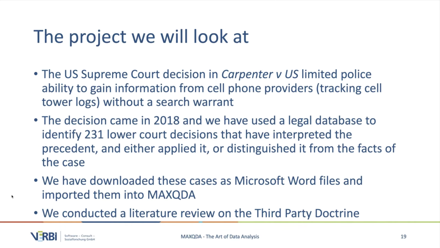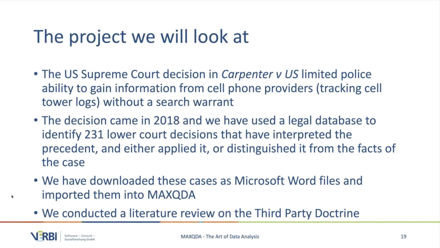And in 2018, the Supreme Court handed down a case that said that police could no longer gain information from a provider, from a cell phone provider, tracking tower logs, kind of complete surveillance based on where your phone is, without what in the US we call a search warrant, legal basis to conduct a search.